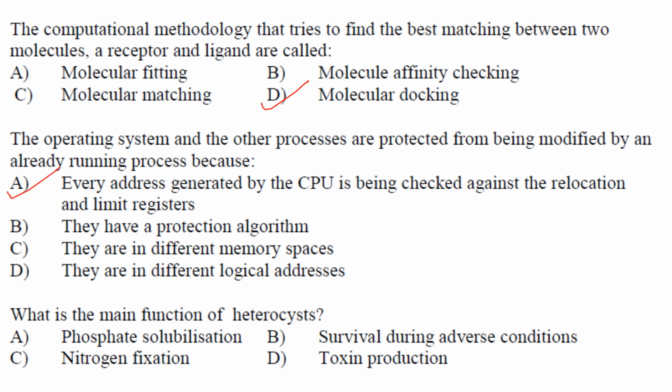Answer is option A. What is the main function of heterocyst? Heterocysts are found in cyanobacteria and its main function is nitrogen fixation. Answer is C.